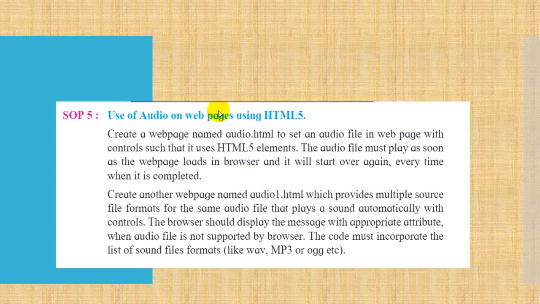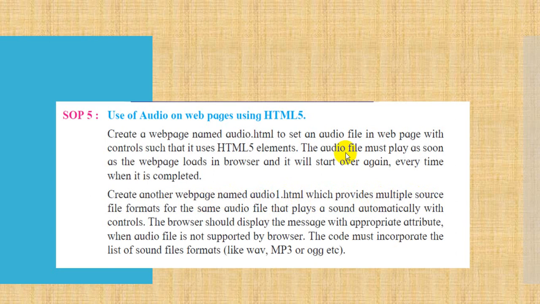So the first section we have completed, and we got the output of the first section. Now we are moving toward the second section of the question. Let's create another HTML page and assign the name audio1.html. Then, what will be in this HTML page? It should provide multiple sources.